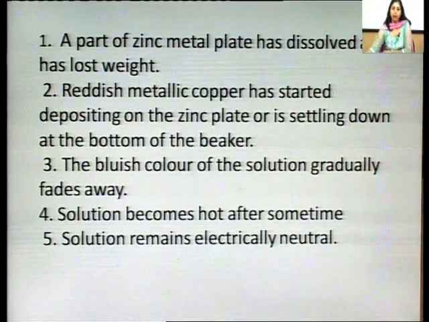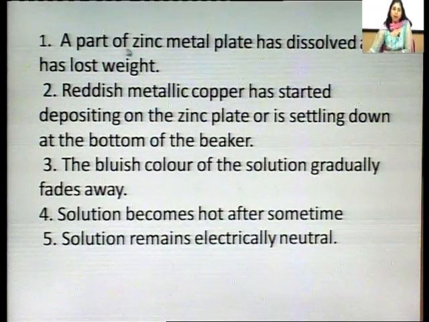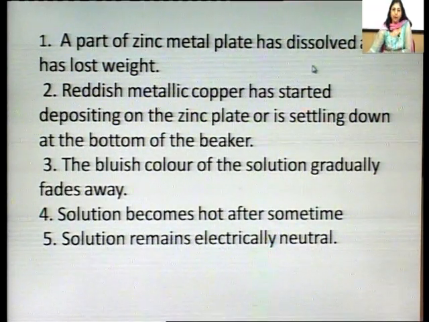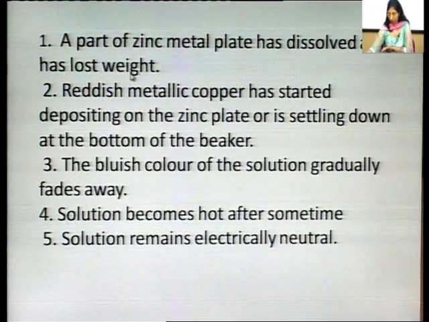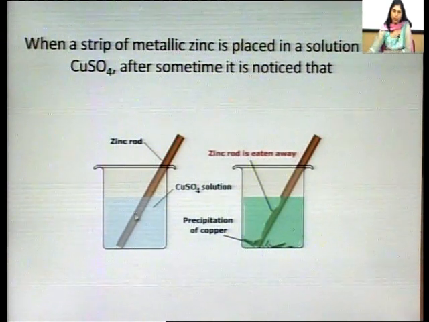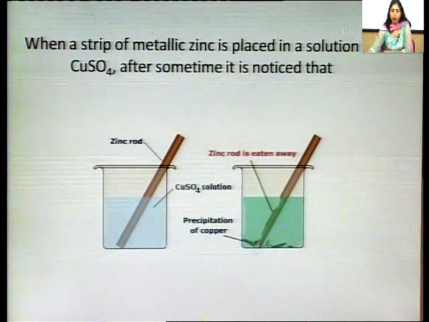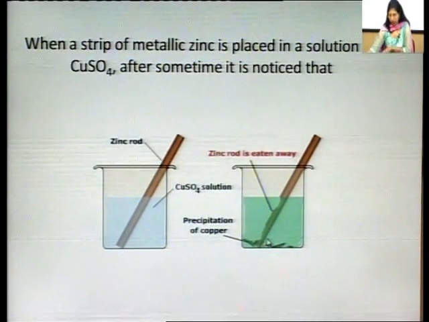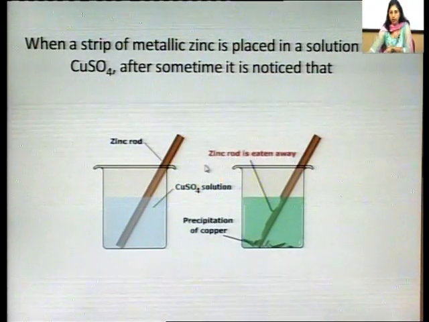Let me tell you what happens after some time. A part of zinc metal has dissolved and has lost its weight. Let us see from the diagram. Here the zinc rod is a fully solid rod, and after some time you will see that it has lost its weight and has been eaten away, as I have written in this diagram.